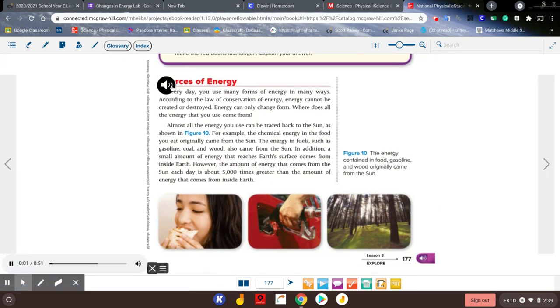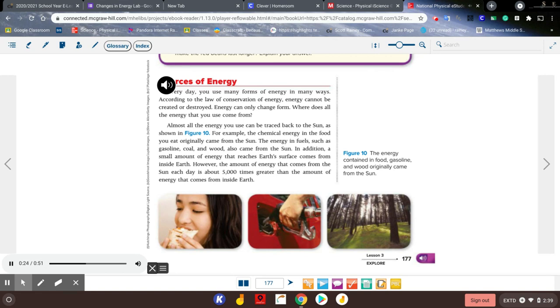Sources of energy. Every day, you use many forms of energy in many ways. According to the law of conservation of energy, energy cannot be created or destroyed. Energy can only change form. Where does all the energy that you use come from? Almost all the energy you use can be traced back to the sun, as shown in Figure 10.